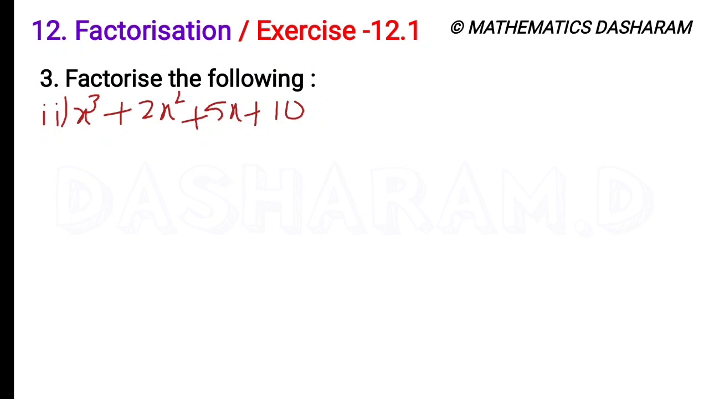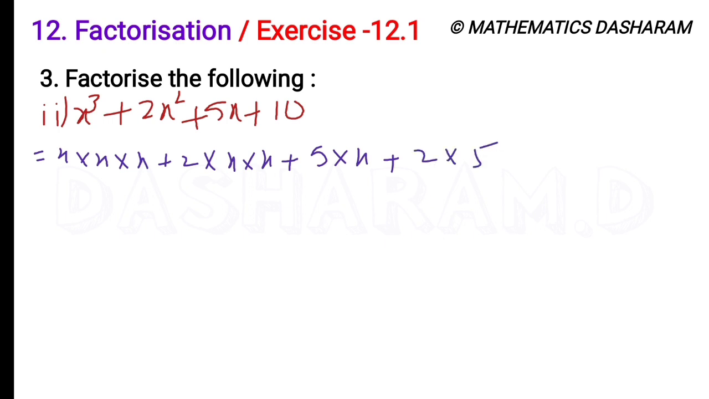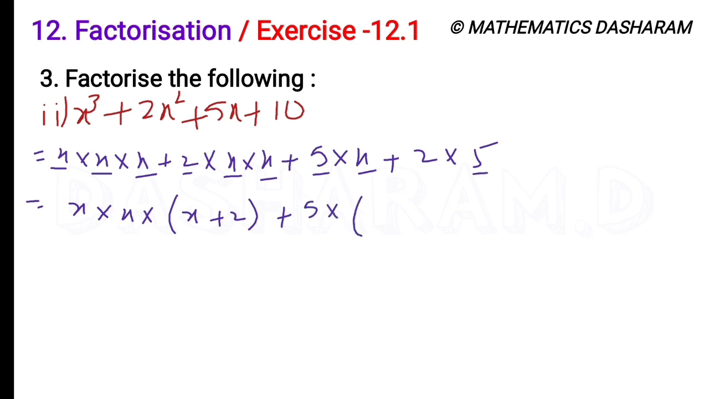Second problem, x cube plus 2x square plus 5x plus 10. So x cube means x into x, plus 2x square, 2 into x into x, plus 5x, 5 into x, plus 10, 2 into 5. From the first two terms, take the x common, one more x, total x square common. Bracket of remaining term is x, here remaining term is 2, and here 5 common. So take the bracket, here remaining term is x, here remaining term is 2. See here symbols are written as it is, my dear.